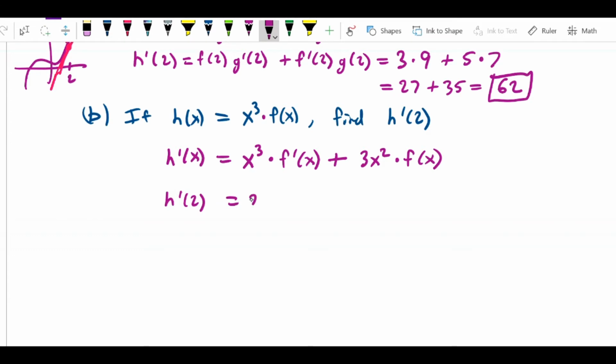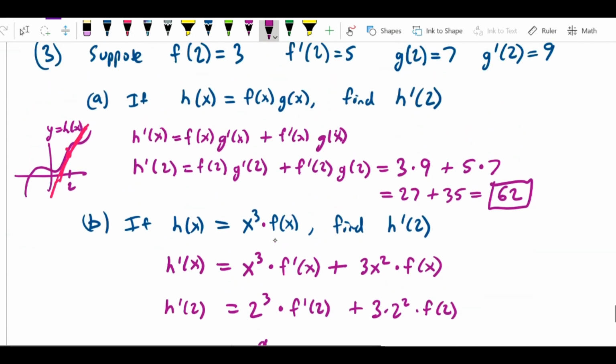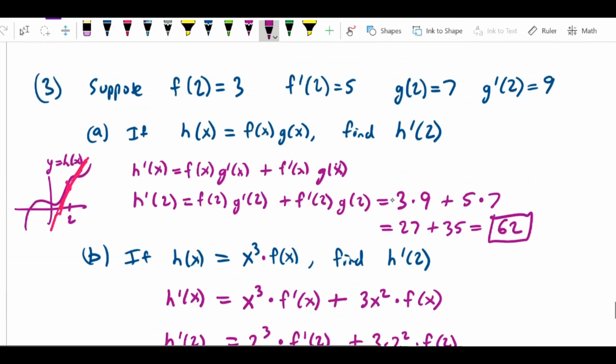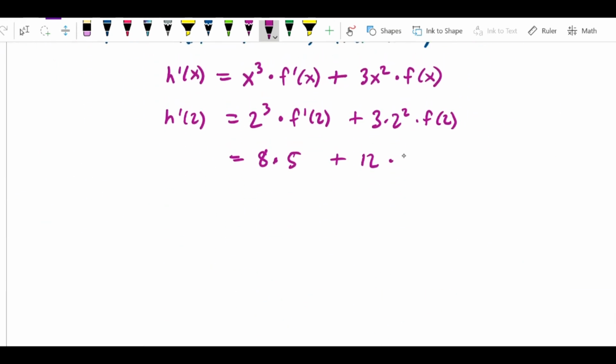That's going to be 2 cubed times f prime of 2, and then plus 3 times 2 squared times f of 2. So that's going to be 8 times, let's go up here, f prime of 2 is 5, and then plus 3 times 2 squared, which is 3 times 4 is 12, times f of 2, which is 3. So that gives us 40 plus 12 times 3 is 36. That equals 76.